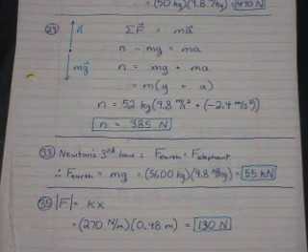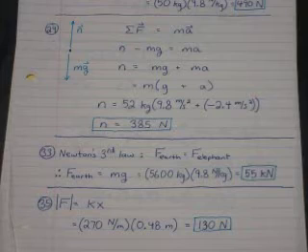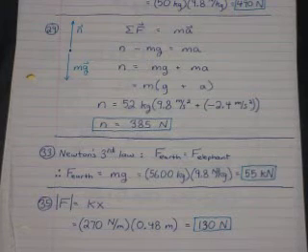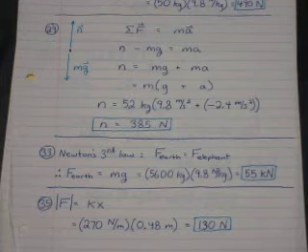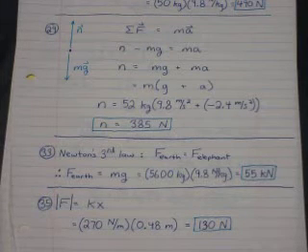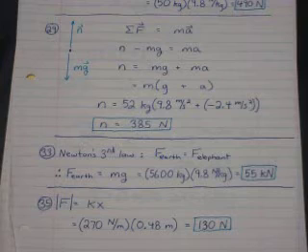Plug in the numbers. Mass is 52 kilograms, g is 9.8. Acceleration, since it's accelerating downward, that's the negative direction, we have to make that negative 2.4. So we get normal force is 385 newtons.